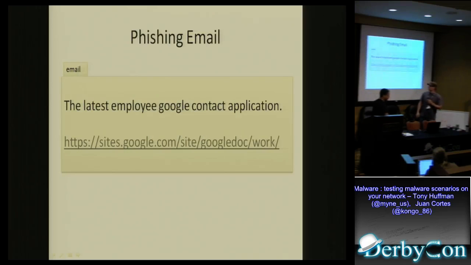So, a phishing email comes in, a latest employee Google contact application, with a link to Sites Google. Use Google Sites, it's awesome because it's on Google, nobody's going to block Google. You could set up your own custom site, and you can set up the resources for all the downloads in this. It's a really good resource for malware, and malware uses it a lot itself.